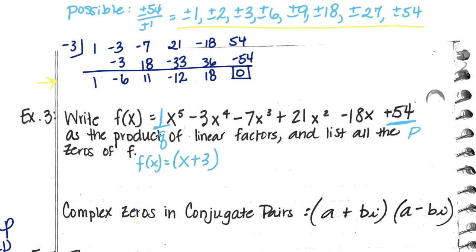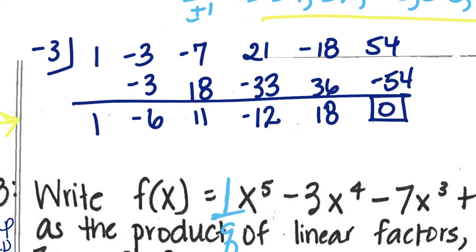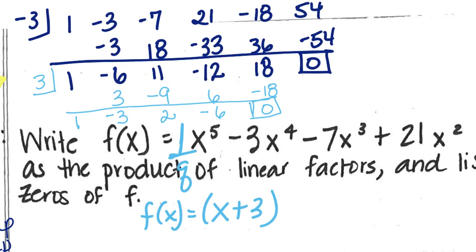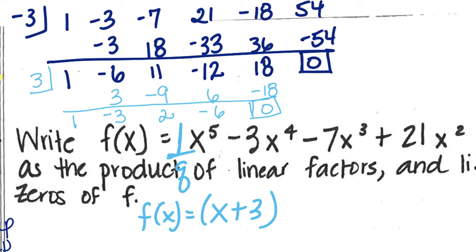Okay, but now I'm going to go ahead and use this and try that 3. So I'm going to put 3 here. I know that if it works, it's going to have a remainder of 0. Drop it, 1, multiply up, add down, multiply up, add down, multiply up, add down, multiply up. So I also know that 3 works. So if a +3 works, we're going to show that as x minus 3.